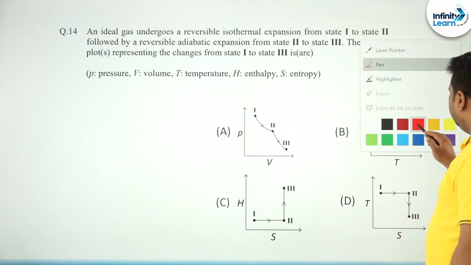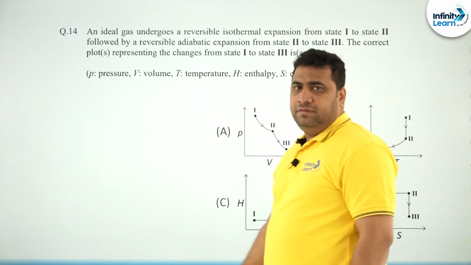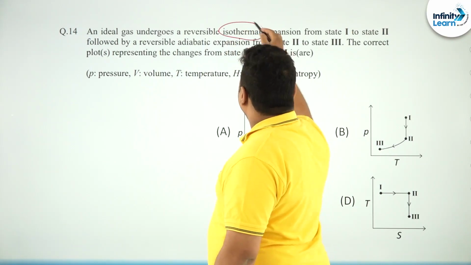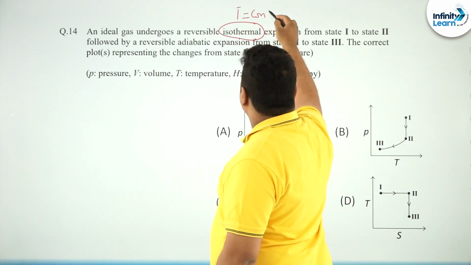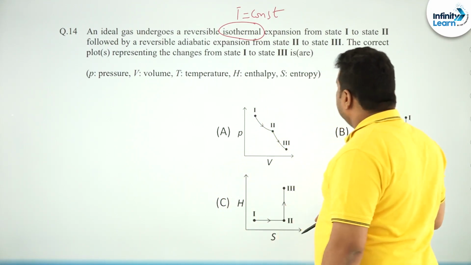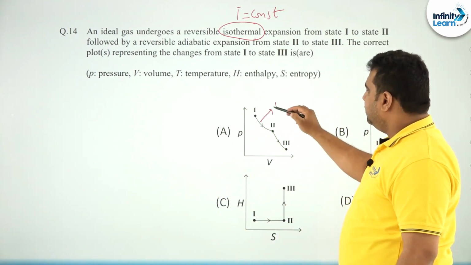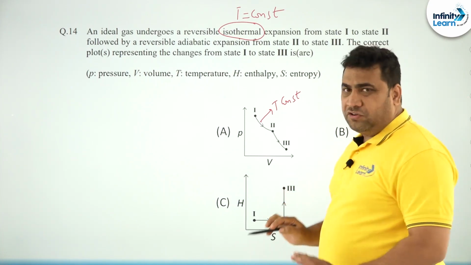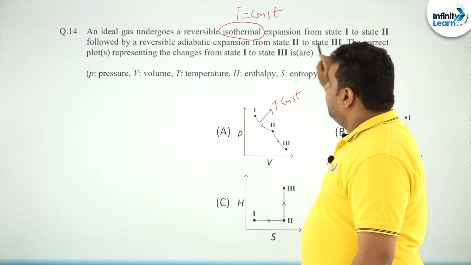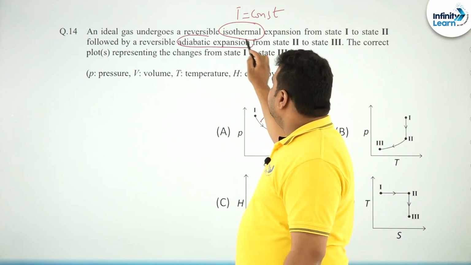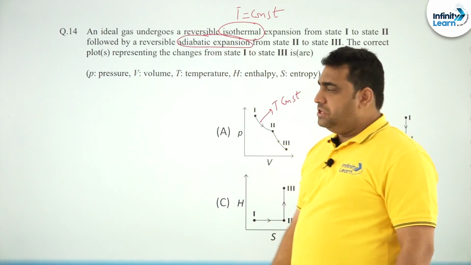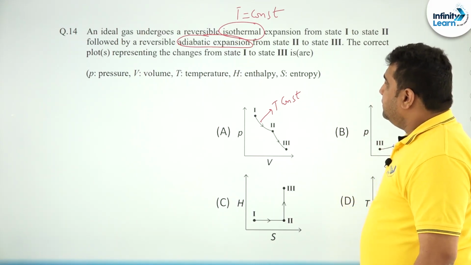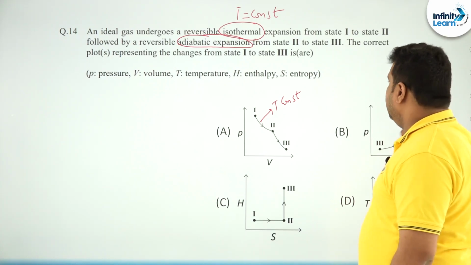Now, this is a very easy graph. So, an ideal gas undergoes reversible isothermal, that means temperature is constant, from state 1 to state 2. Okay, here state 1 to state 2, T constant. Let us first read the question. Followed by reversible adiabatic expansion. Adiabatic expansion means change in heat is zero, from state 2 to state 3. The correct plots representing the changes from state 1 to 2 are.